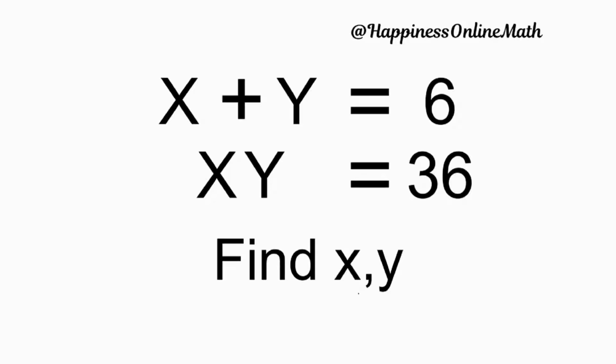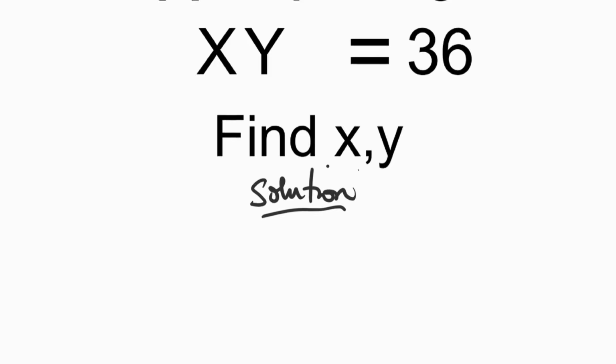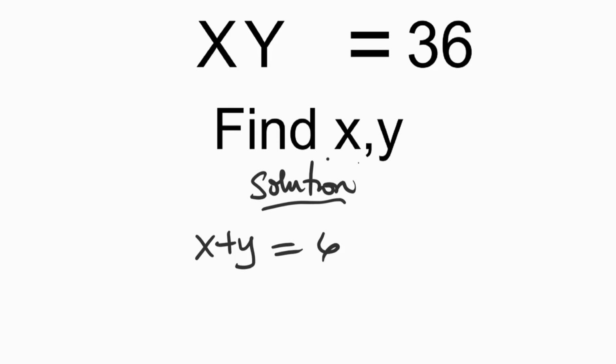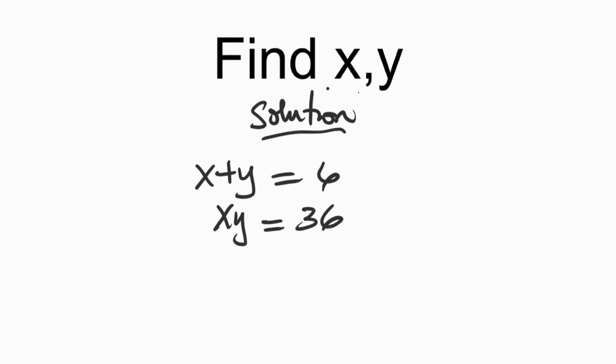Hello and welcome. Today we have a question on the board and we're asked to find the values of x and y. Let us begin with the solution to this question. We have that x plus y is equal to 6 and then xy is equal to 36. This is our equation 1 and this is our equation 2.